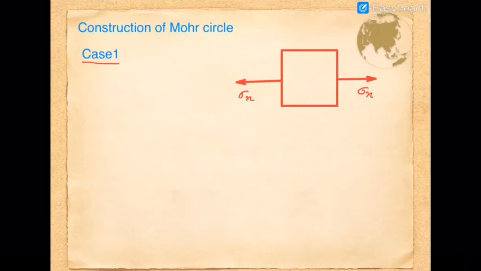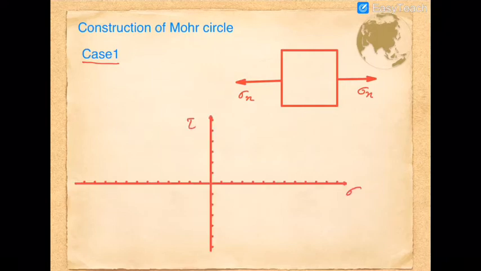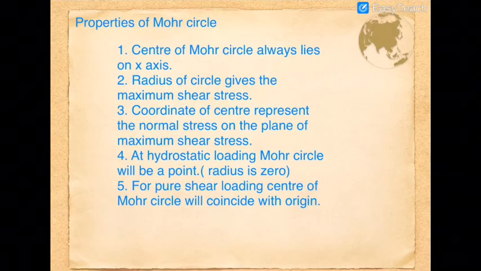In order to construct, we have to find out a graph, a coordinate system. Here the sigma x value I am just taking as sigma, and sigma y, that is the stress acting in the y direction, is taken as 0 because there is no loading, and the shear stress acting is also 0. So from the basic idea of Mohr circle, the center of Mohr circle always lies on the x-axis. Okay, then the radius of the circle gives the maximum shear stress.